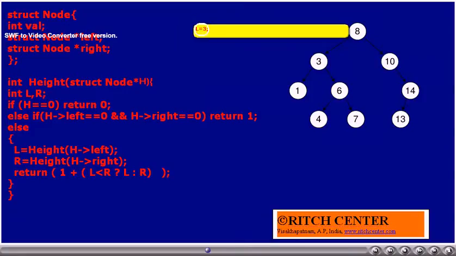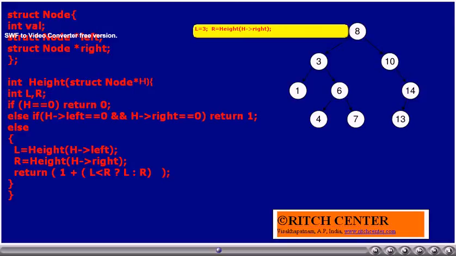By now, we have finished traversing the left subtree of the root node whose value is 8. Now we understood that the height of the left subtree of the root node 8 is 3. Now we are supposed to find out the right subtree height of the root node. Thus, we will be executing the statement r is equal to height h arrow right.